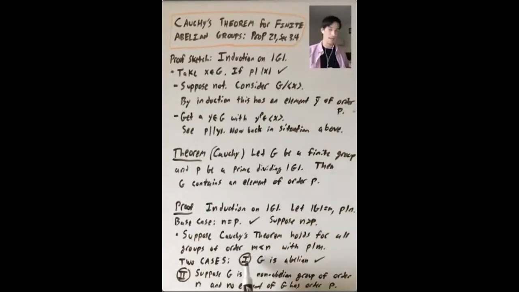The abelian case we have already done. So for the rest of the proof, we're going to suppose that G is a non-abelian group of order n, and that no element of G has order P. Our goal now is to get a contradiction. So I'm going to pause and erase, and then give you the rest of the proof.